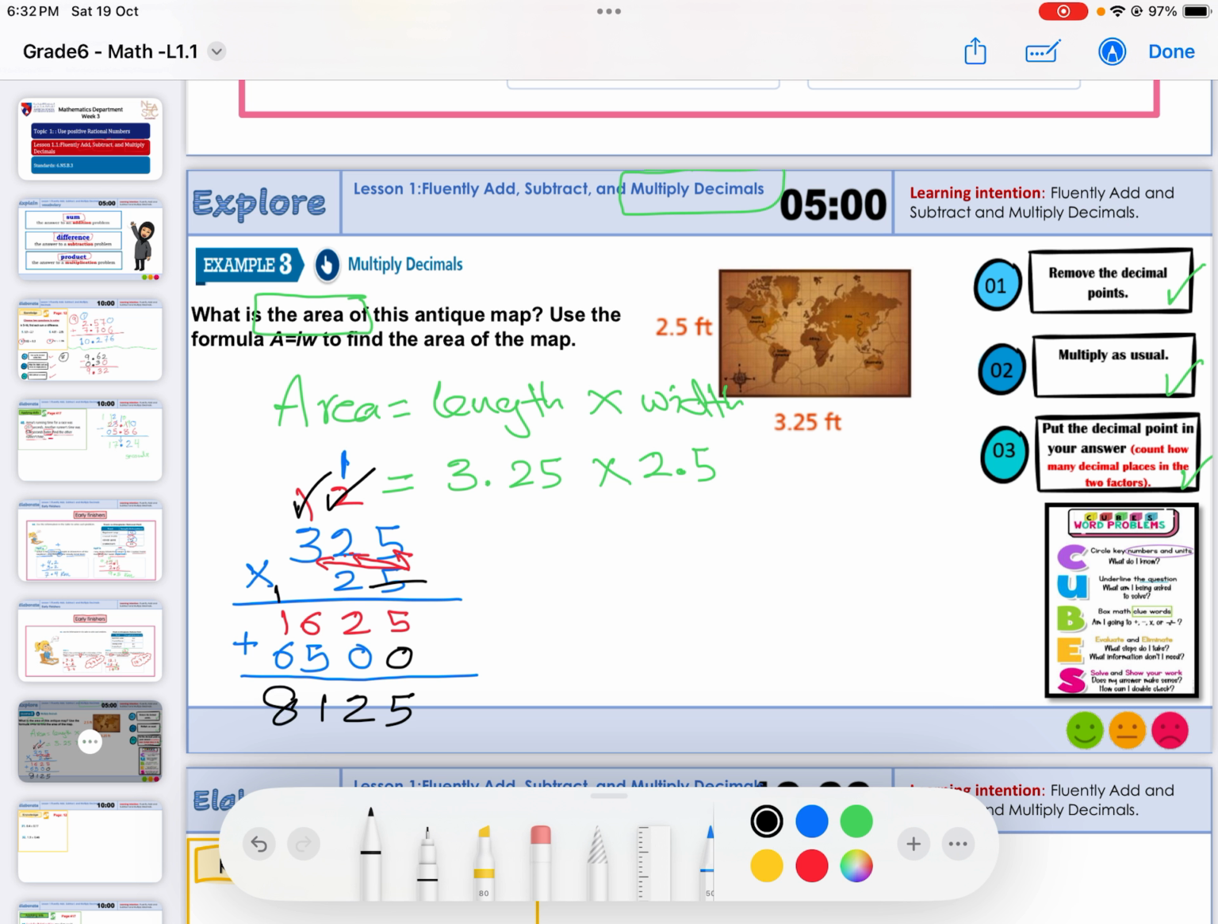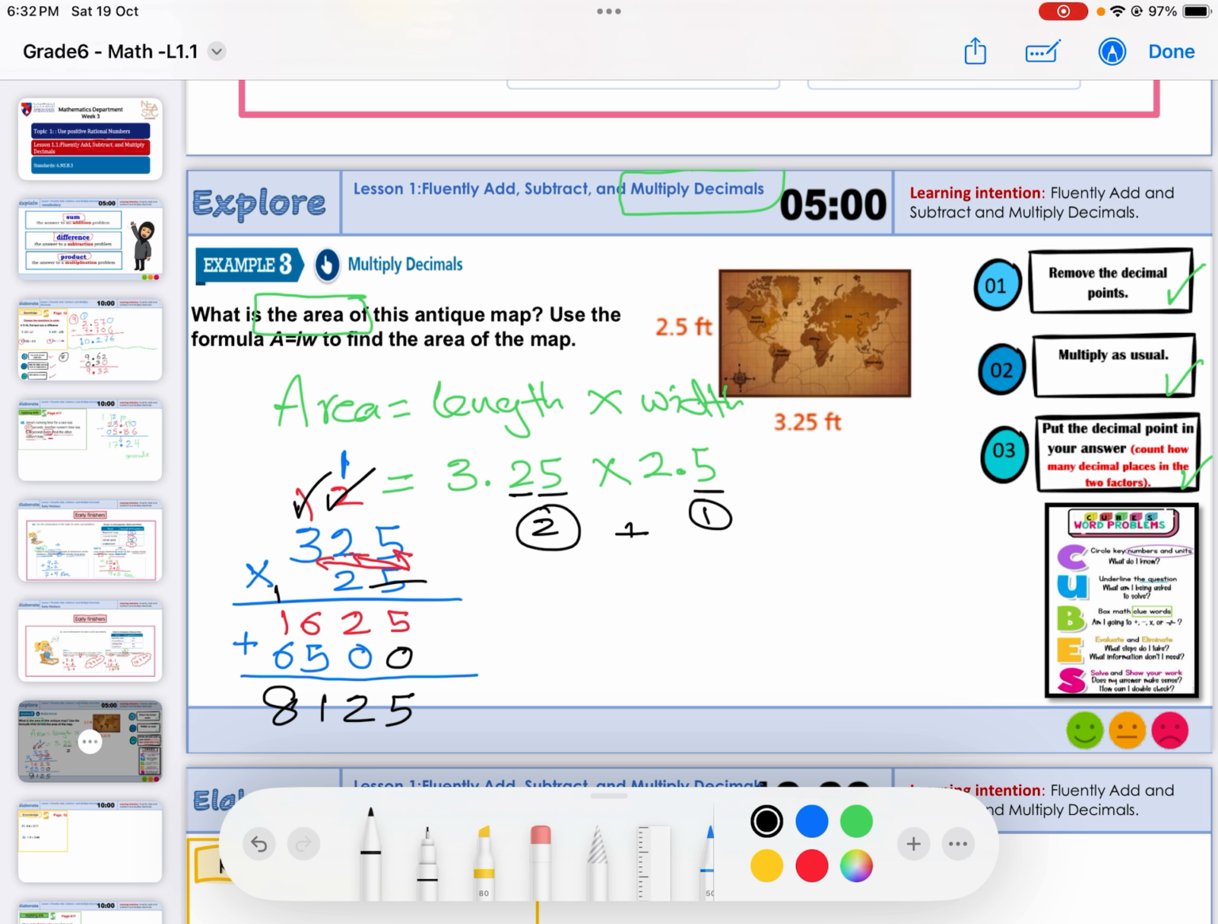So I'm done. Now, most of you will forget the last step, which is counting and placing the decimal point. So please don't do it. I'm going to go back to my original question and count how many decimal places I have. By decimal places, I mean the digits after the decimal point. How many digits do I have after the decimal point? So here I have 1, 2, and here I have 1.